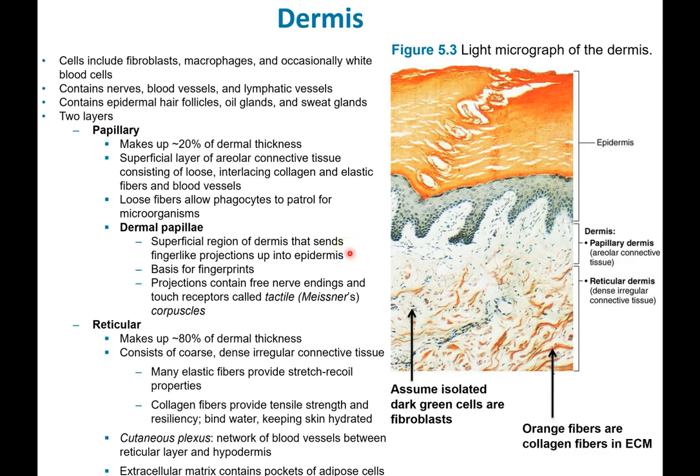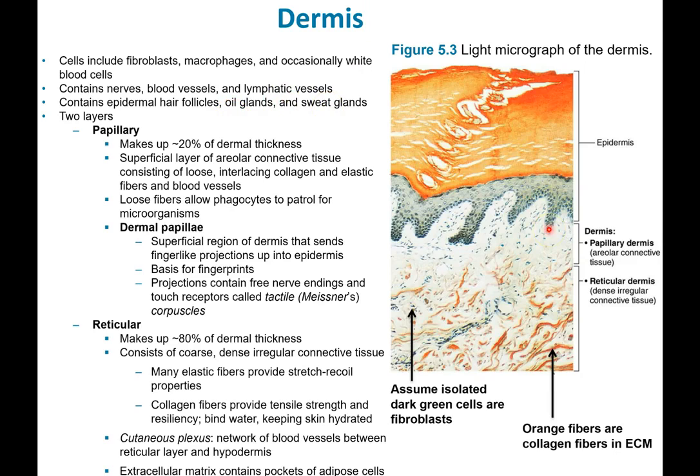Now, cell types found in the dermis include fibroblasts, macrophages, and occasionally white blood cells. In addition to nerves, blood vessels, and lymphatic vessels, the dermis also contains embedded extensions of epidermal structures, such as hair follicles, oil glands, and sweat glands.